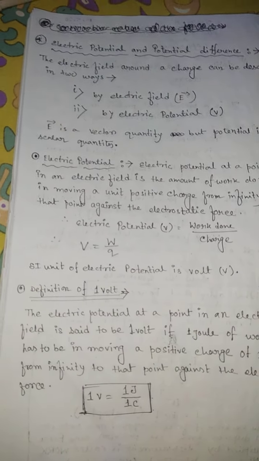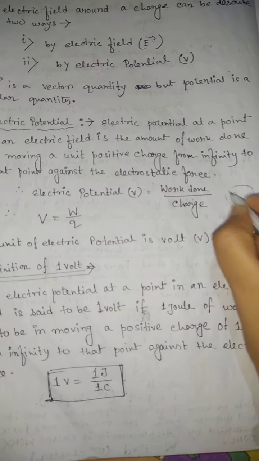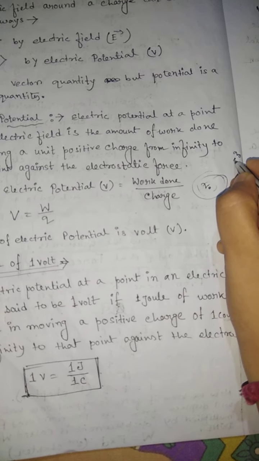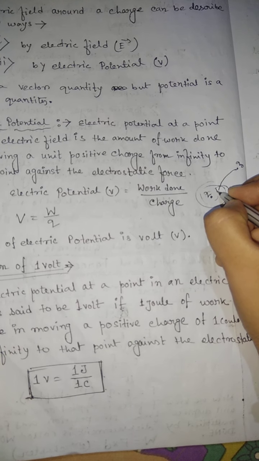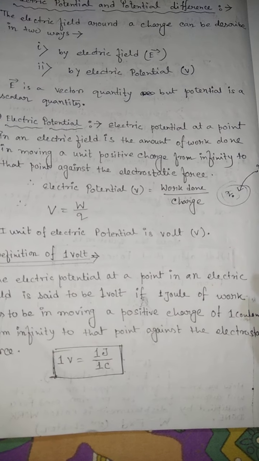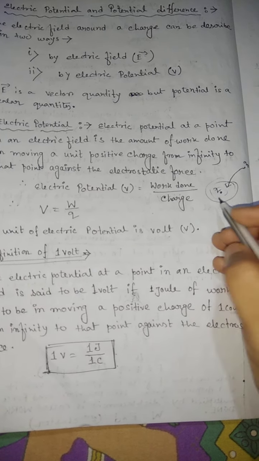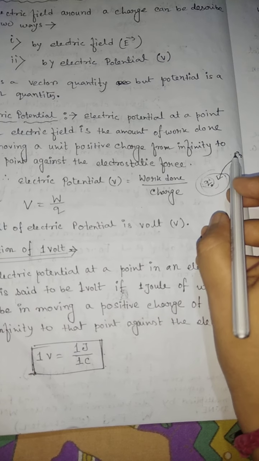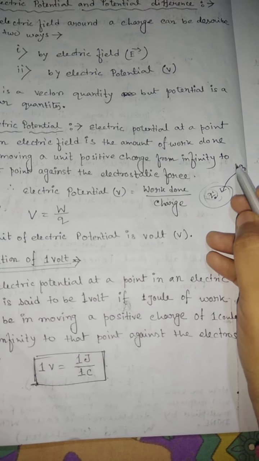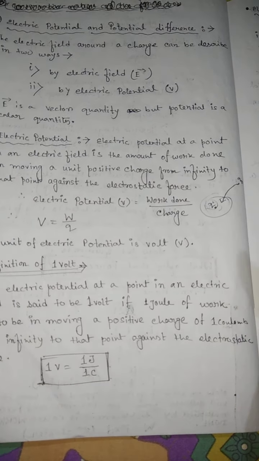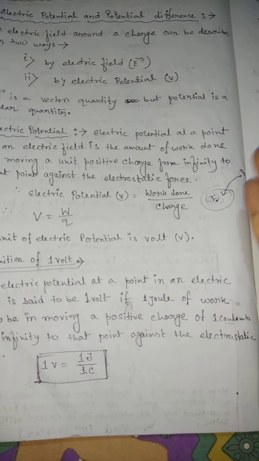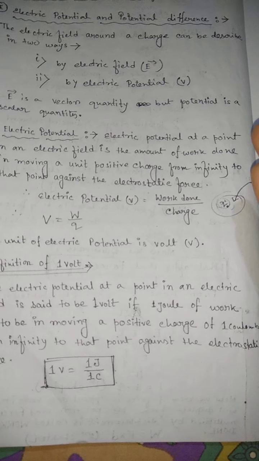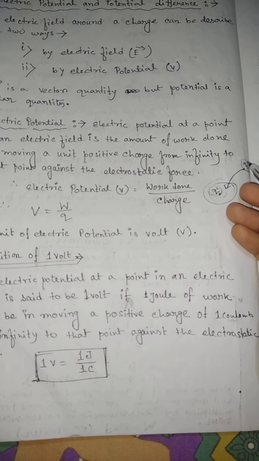How do we describe it? Suppose this is the electric field of some charge Q. Another charge Q naught is placed at infinity. If we bring this unit positive charge inside this electric field, what happens? It will experience a repulsive force from this source charge, which repels this charge. But we bring this unit positive charge against that electrostatic, repulsive force. That means when we bring that unit positive charge against the force, some work has to be done on this test charge.